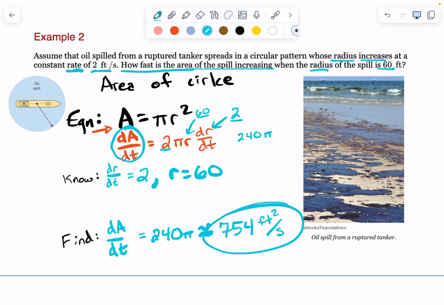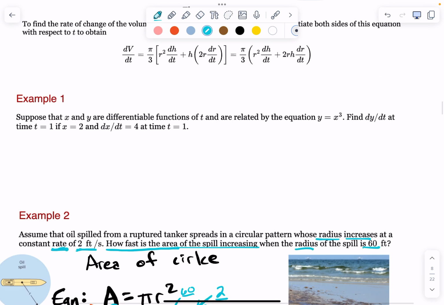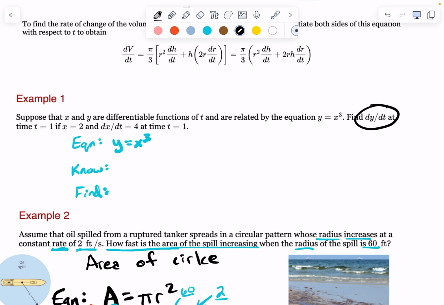Anyway, okay, let's go up to example 1. Example 1 has no story problem context to it, but it's a lot easier, right? Here we go. The thing we need to identify is the equation, what we know, and what we're trying to find. They give us an equation. What is it? Y equals x cubed. We have no story problem context to that problem. What are we trying to find? dy/dt. That's what we're trying to find.